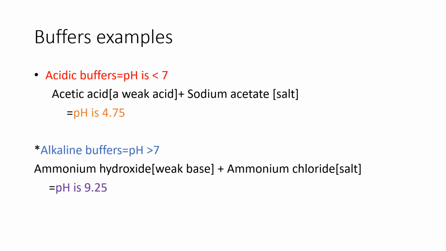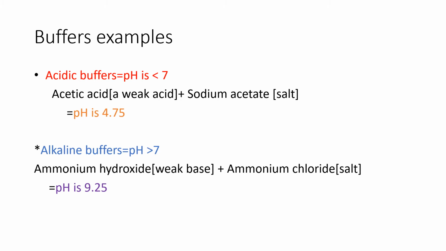Examples: Acidic buffers where pH is less than 7. And here we can have the typical one as acetic acid, which is a weak acid, with sodium acetate, a salt. The pH here will be 4.75. You could see that I didn't make it thick red here because that is slightly acidic.